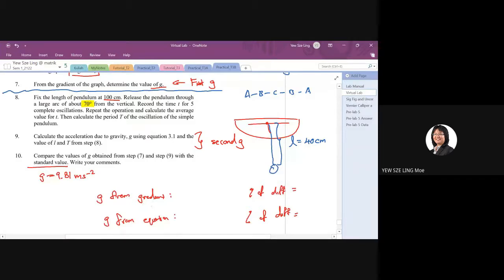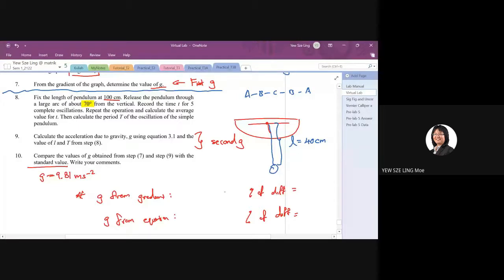You can also call it like that. So it's up to you how you name it. Okay, that one I don't care. What I want to see is your results, your calculations. So g for step number 7, g for step number 9, then you have 2 percentages of difference, then you compare.